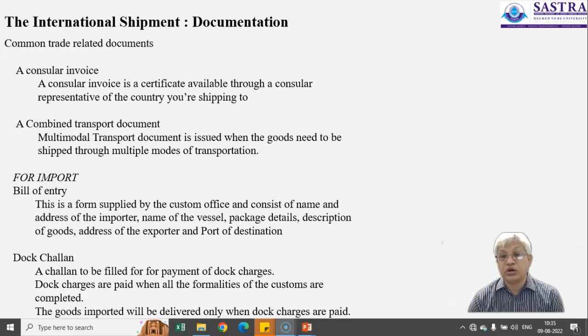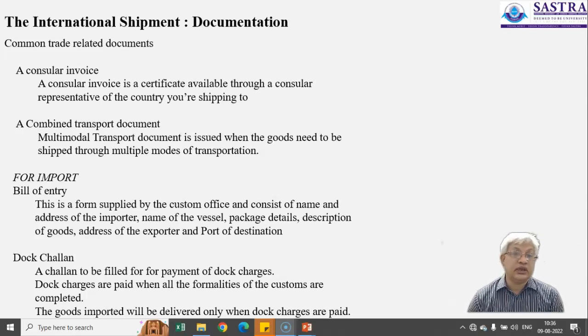So a multimodal transport is a transport where the supplier has to contract only one single company to take care of reaching the goods from one point to the other point, the final destination. So such a combined transport document is also essential if the goods are reaching the final destination. So a multimodal transport document is issued when the goods need to be shipped through multiple modes of transport.